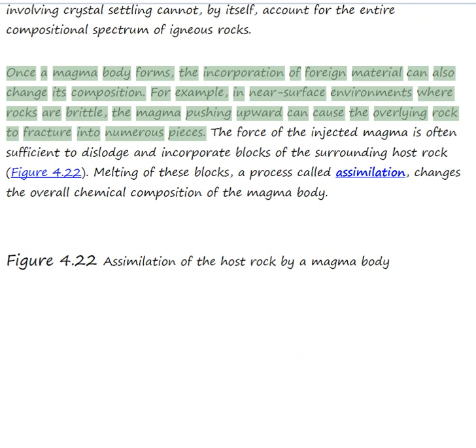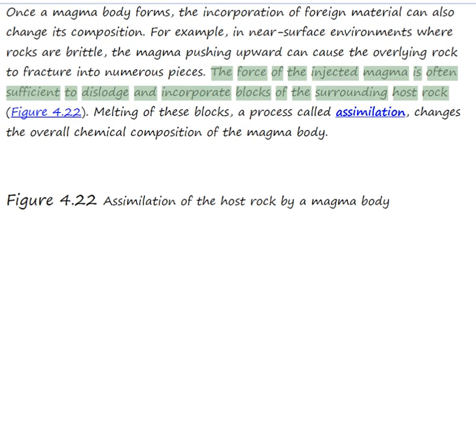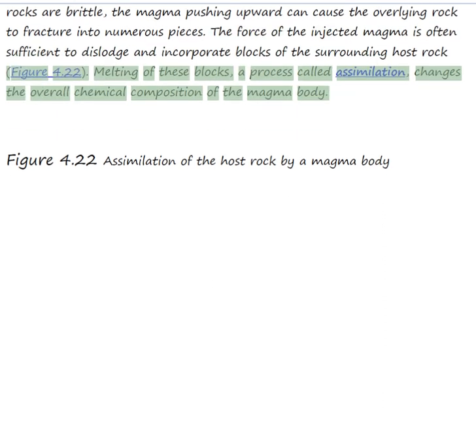Once a magma body forms, the incorporation of foreign material can also change its composition. For example, in near-surface environments where rocks are brittle, the magma pushing upward can cause the overlying rock to fracture into numerous pieces. The force of the injected magma is often sufficient to dislodge and incorporate blocks of the surrounding host rock. Melting of these blocks, a process called assimilation, changes the overall chemical composition of the magma body.